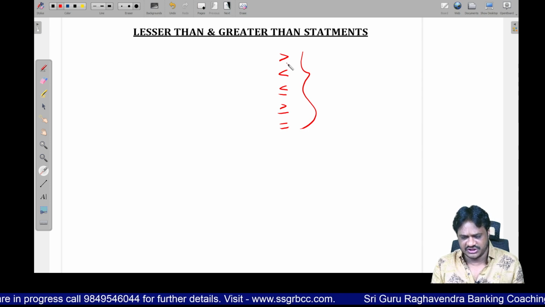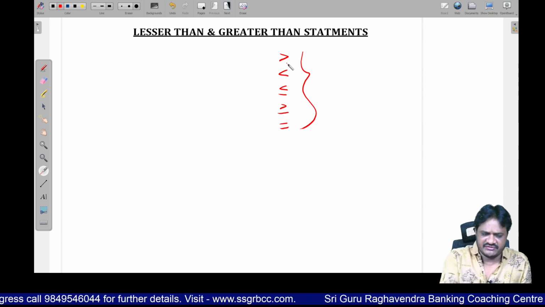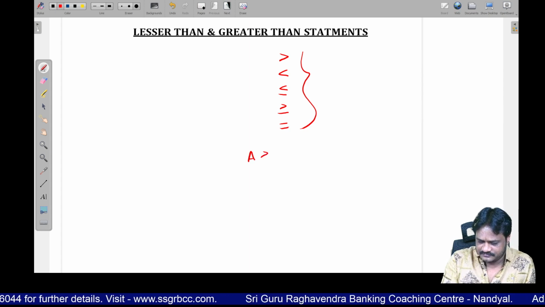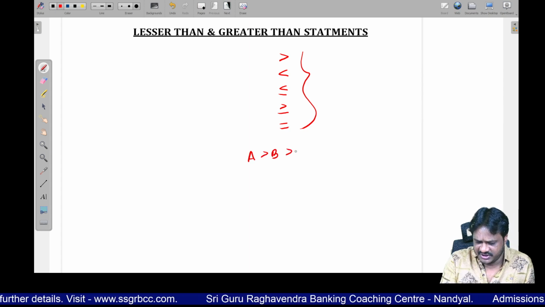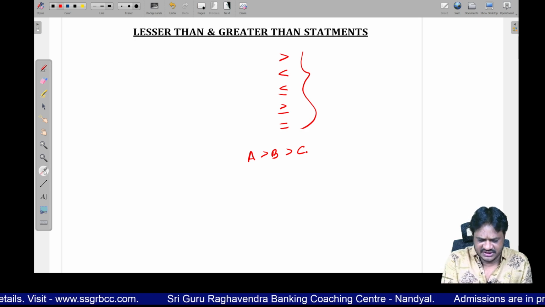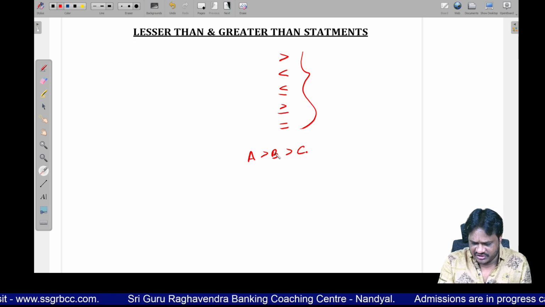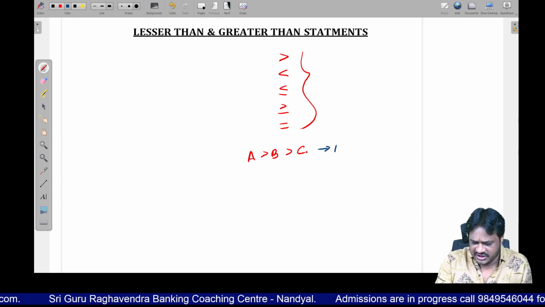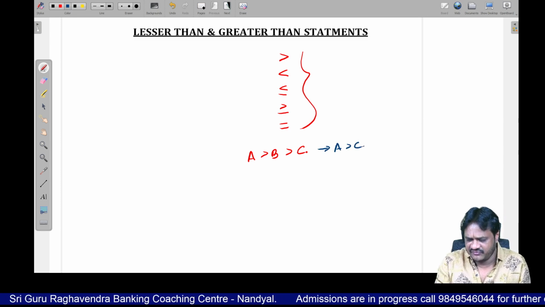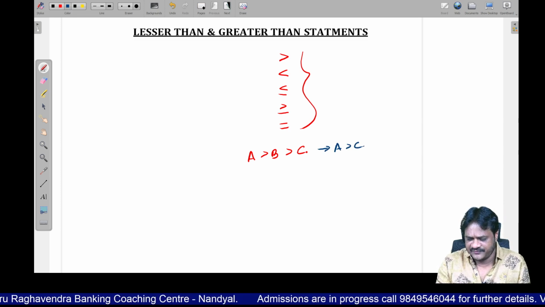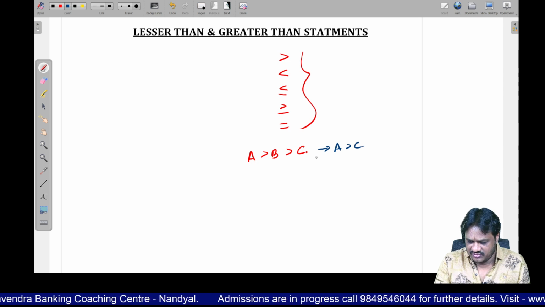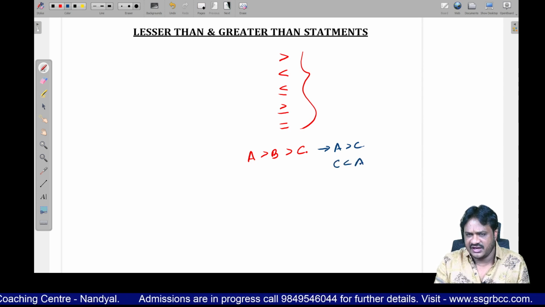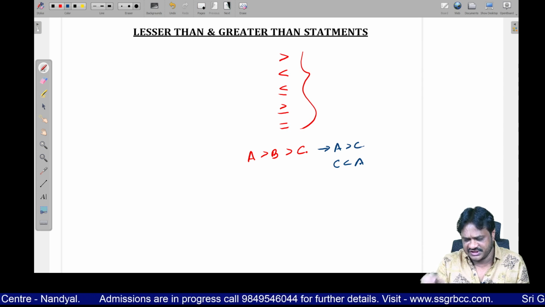Now, how will the questions be asked in the exam? Let me tell you one small example. Suppose A greater than B, B greater than C. See, from A to C continuously, which symbol is following? Greater. Therefore, A greater than C definitely follows. Also, A greater than C implies C less than A. Either A greater than C follows or C less than A definitely follows.